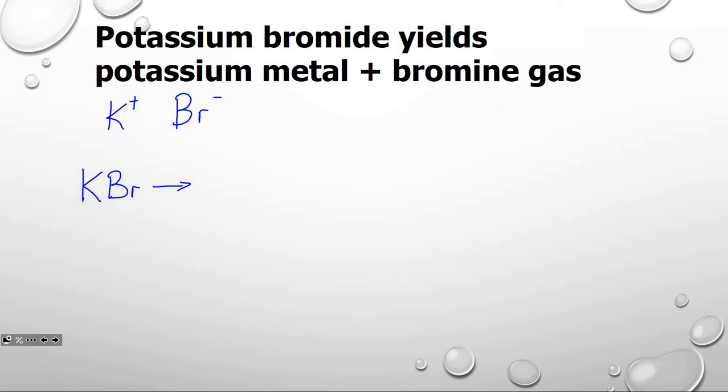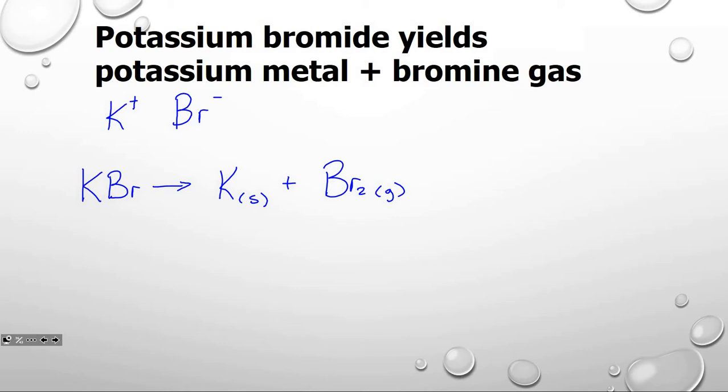Potassium metal, what am I going to write? Potassium, which is a K, and then the S to say it's a solid metal, plus bromine gas. Careful. Br2. It's one of the diatomic elements. So Br2, and it's a gas, they told me, so I'm going to do subscript with a G.